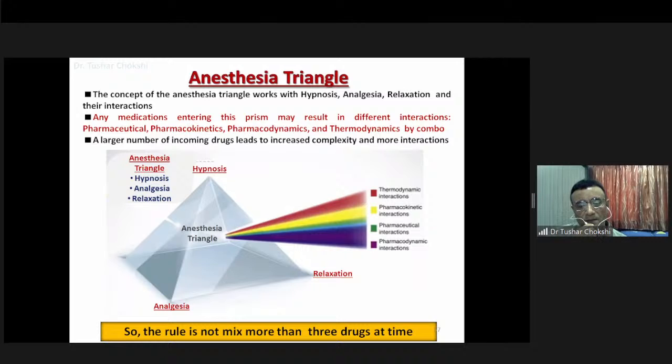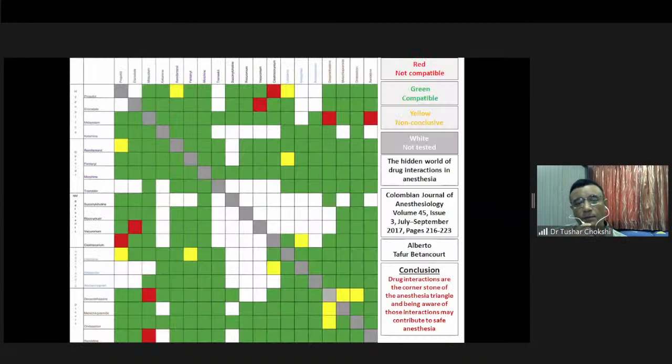If you learn these principles, then you will conquer the combinations of anesthesia drug mixtures. The rule is: do not mix more than 3 drugs at a time. This is a beautiful article in the Coleman Journal of Anesthesia, where they studied the combinations of all the drugs with each other, like propofol. Green is compatible, yellow is inconclusive, red is not compatible, and white is not tested. Propofol can be compatible with all the drugs except the muscle relaxant. Ketamine can be mixed with any drug you name in your practice.